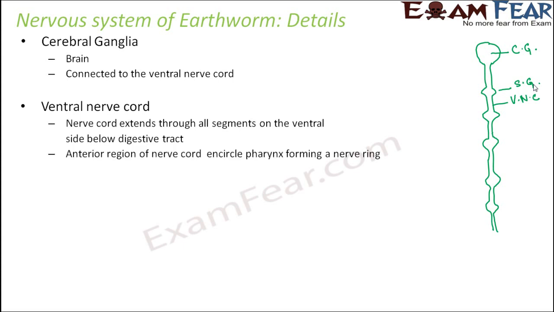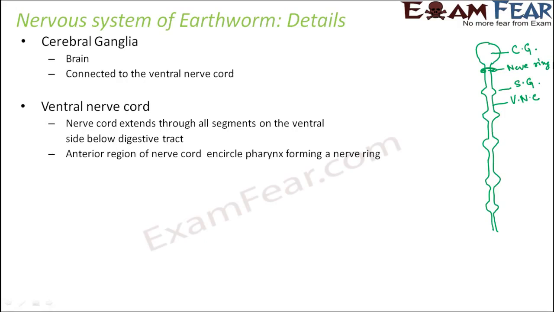So the anterior region of the nerve cord encircles the pharynx, forming a nerve ring. When you talk about the anterior region, somewhere here, the pharynx will be located, because this will be your mouth and all those parts, then the pharynx and then the esophagus will start. So somewhere around the pharynx, a few nerves encircle the pharynx, forming a ring-like structure which is known as the nerve ring. Now this is a characteristic of earthworm, because these nerve rings are not seen in all organisms.